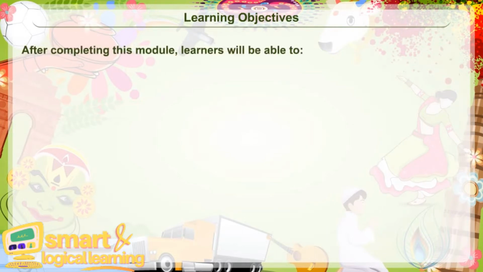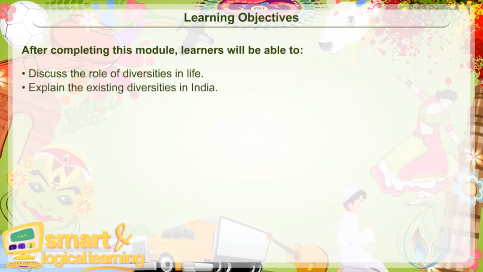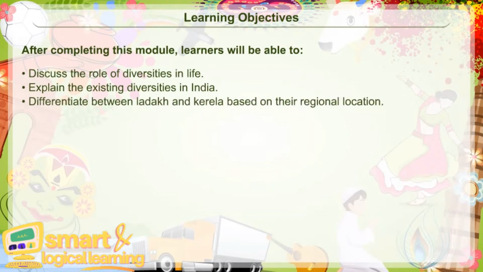Learning objectives. After completing this module, learners will be able to discuss the role of diversities in life, explain the existing diversities in India, differentiate between Ladakh and Kerala based on their regional location, analyze the unity in diversity.